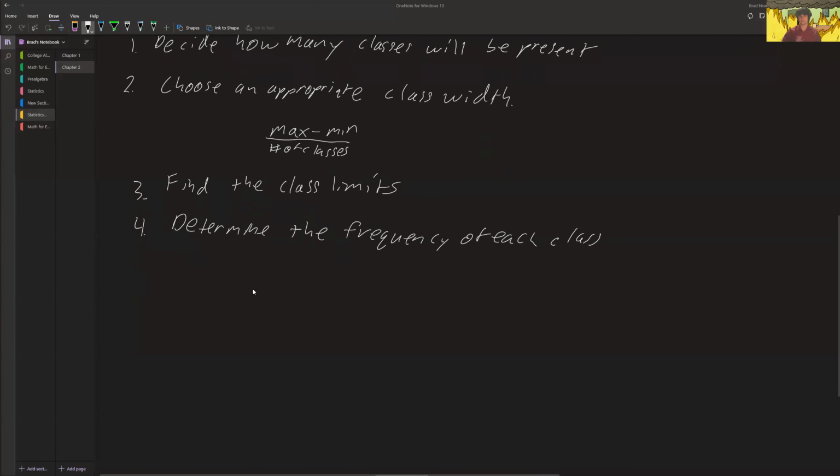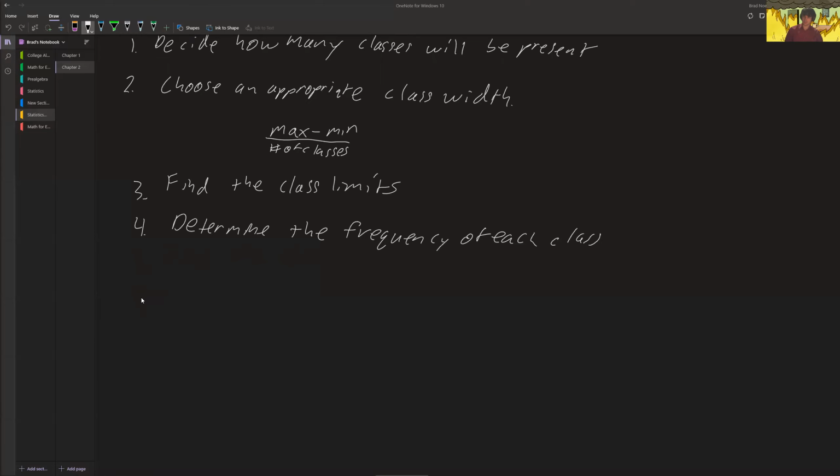And again, as I mentioned, your class limits should have the same number of decimal places as the largest number of decimal places in the data. What that generally means is if your data goes to the nearest 100th, let's say, then your class limits should go to the 100th. It can go less precise, but it should not go more precise.